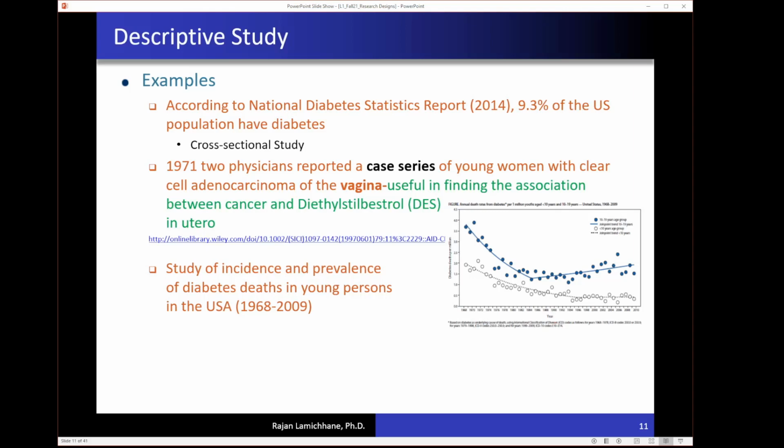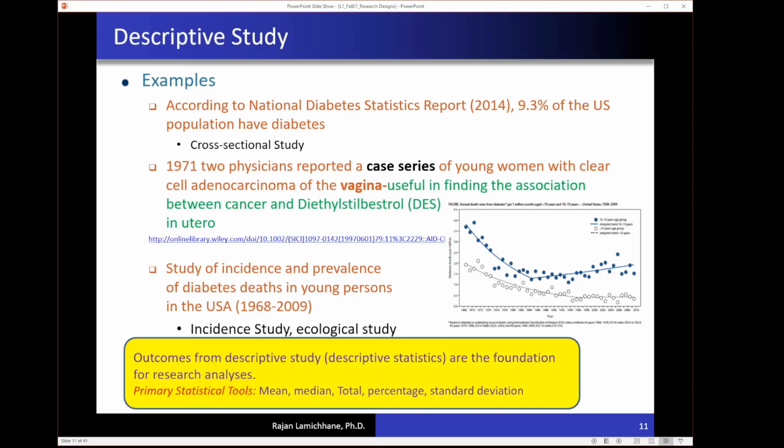And as I already mentioned, we'll discuss incidence and prevalence in our later slides. Outcomes from the descriptive study are the foundation of any research analysis, and the primary statistical tools we use for these outcomes are either mean, median, total, percentage, or standard deviation.